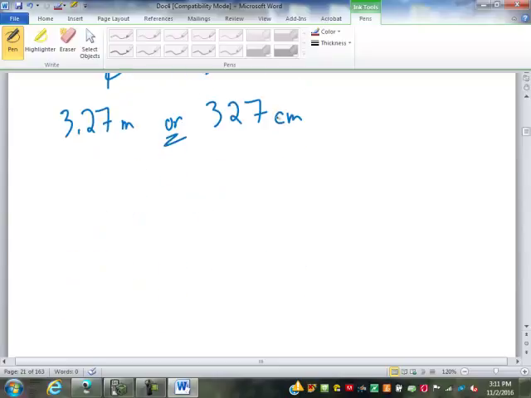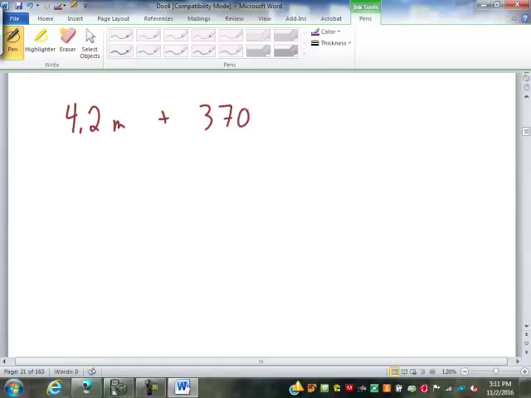So when we're doing an operation in the metric system, all we need to do is make sure we start out with the same units. To figure out which unit we're going to use, let's say we have 4.2 meters plus 370 centimeters. I either have to turn meters into centimeters or centimeters into meters. To know which to do, I need to know what I want my answer in. For example, let's say that I told you that I want my answer in meters.